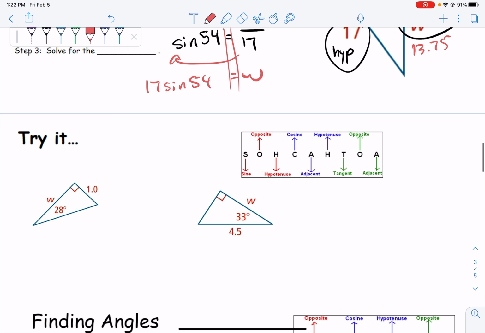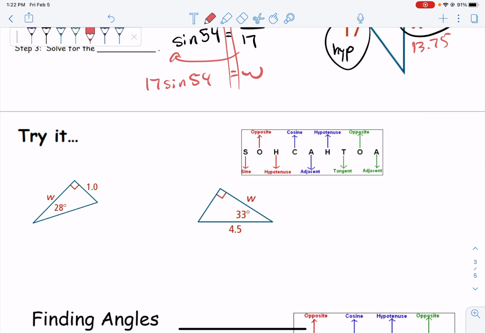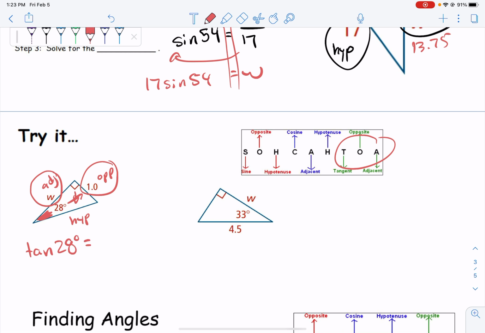So let's try a couple more. I've got a W, I've got an angle, and I've got a 1. So here's my angle that I'm using. First thing I'm going to do is label my triangle. Across from the 90 is the hypotenuse. Across from my angle is the opposite. Next to it is adjacent. So this tells me I am looking for the adjacent and I know the opposite. So I want to use something that uses opposite and adjacent, which is tangent. So what I'm going to write is the tangent of my angle, which is 28 degrees, is equal to the opposite, which is 1, divided by the adjacent, which is W.